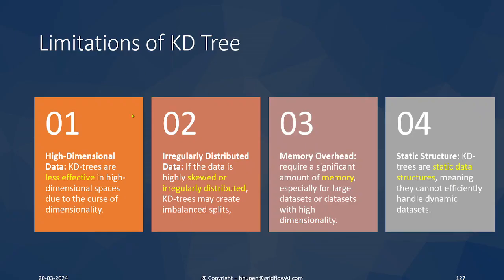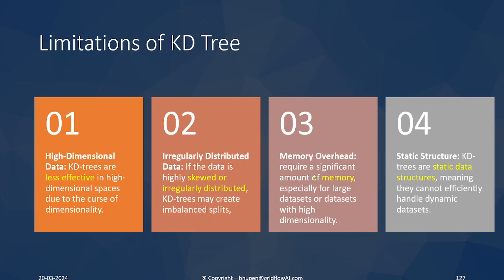So the limitation of a KD tree is that it is less effective in very high dimensional spaces. For example, 200 columns, 300 columns. In that situation, we are not going to consider KD tree. KD tree can also result in irregularly distributed partitions if the data has skewed patterns. So that's going to be a problem with the KD tree.